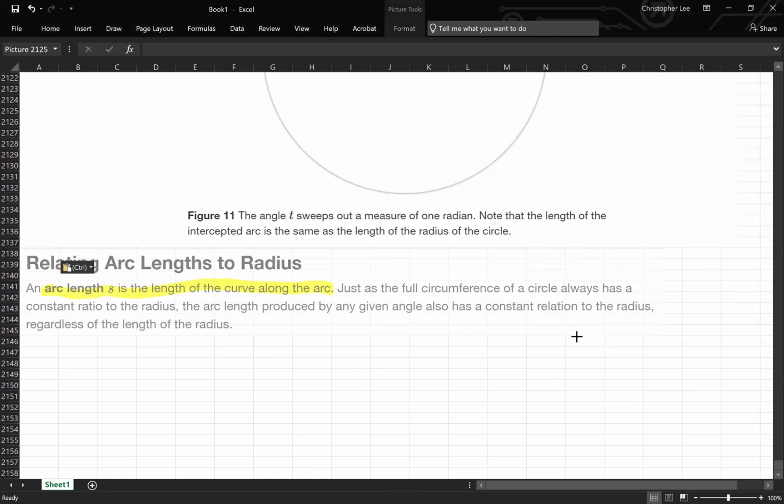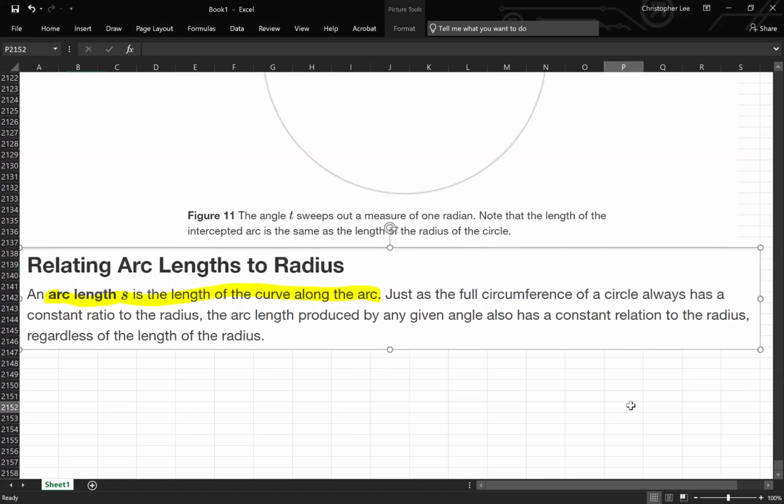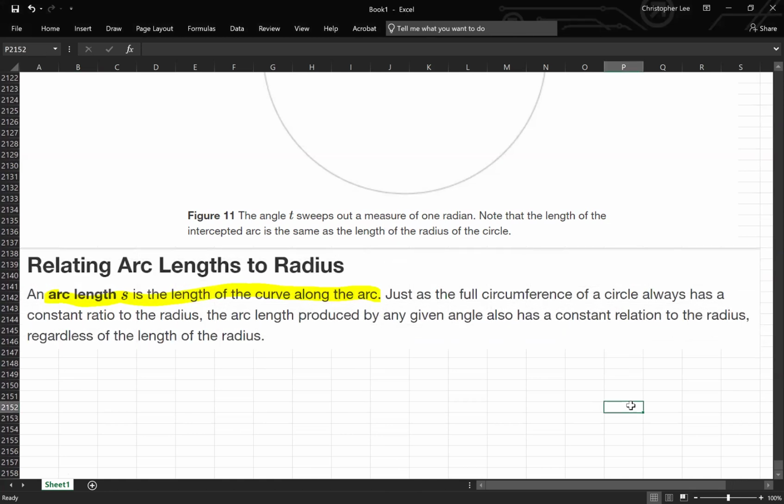All right, so let's talk about relating arc lengths to radius. An arc length S is the length of the curve along the arc. Just as the full circumference of the circle always has a constant ratio to the radius, the arc length produced by any given angle also has a constant relation to the radius regardless of the length of the radius. All right.